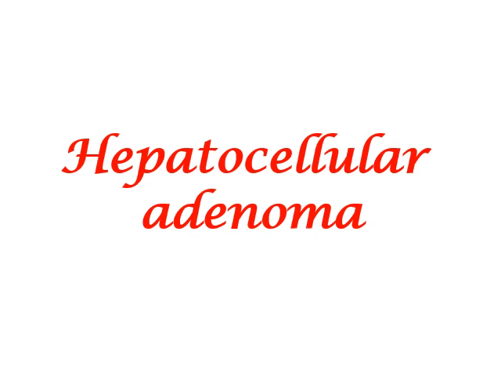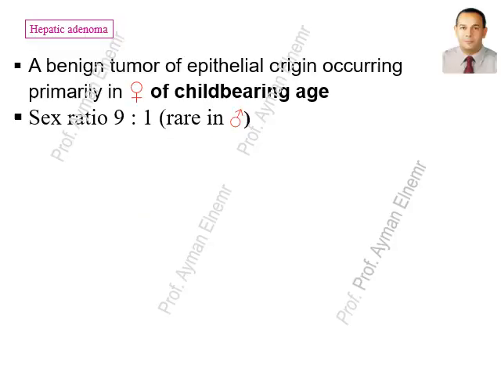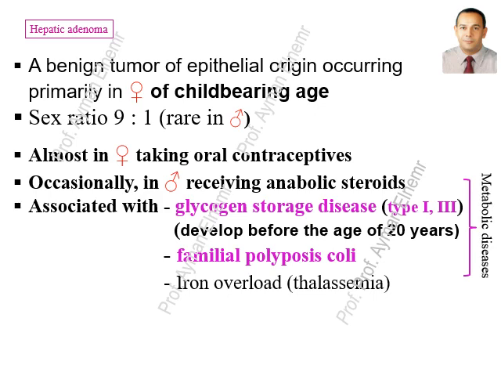Hepatocellular adenoma or liver cell adenoma. Hepatocellular adenoma is a benign tumor of epithelial origin, occurring primarily in females of childbearing age. The female to male ratio is 9 to 1. It almost always occurs in females taking oral contraceptive pills and occasionally in males receiving anabolic steroids.